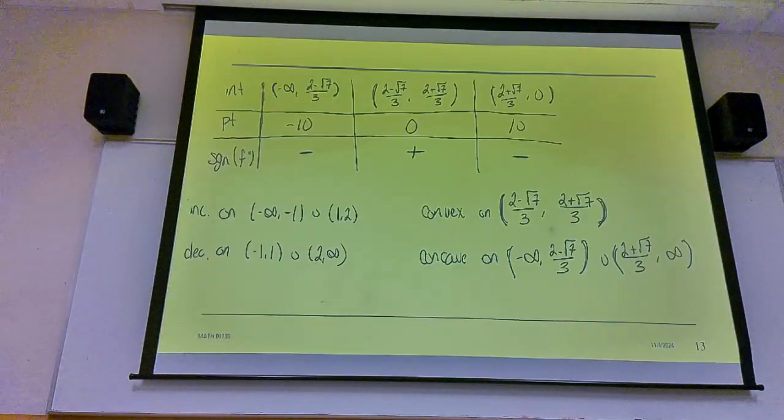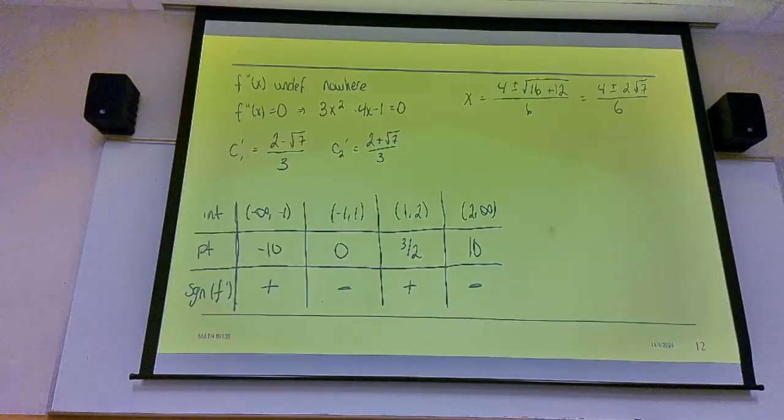Do we have extrema? Yeah, we do. So whenever the first derivative changes sign, we're going to have an extrema. Do we have maxima? We do. How many? We have 2 of them. Do we have minima? How many? Just 1. Where's the max?